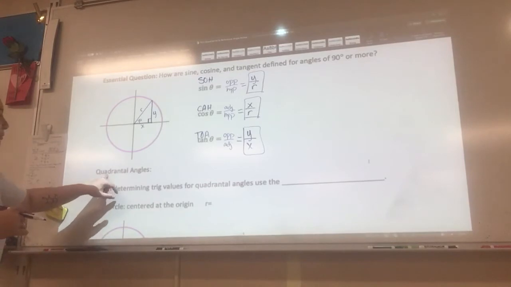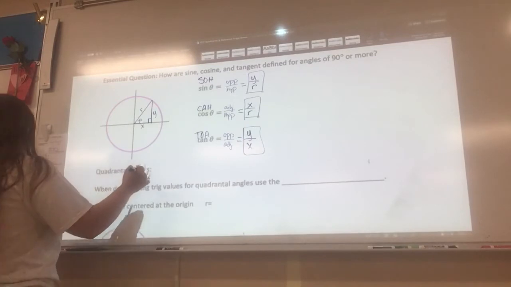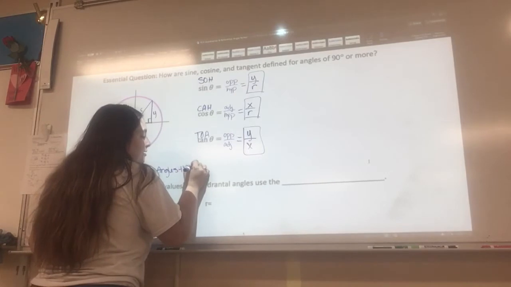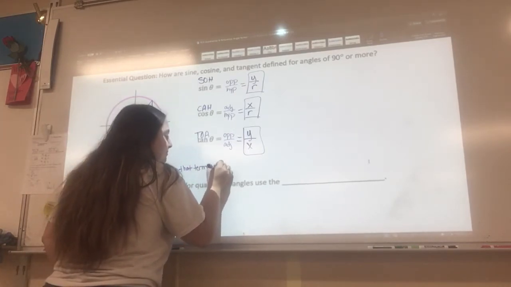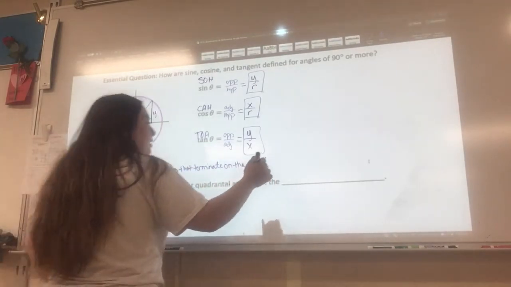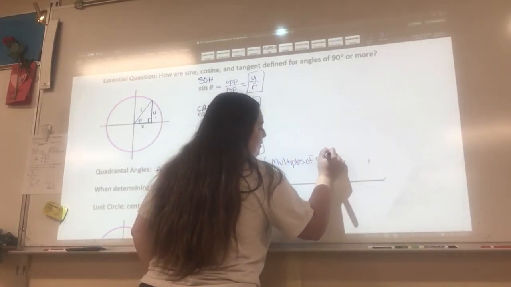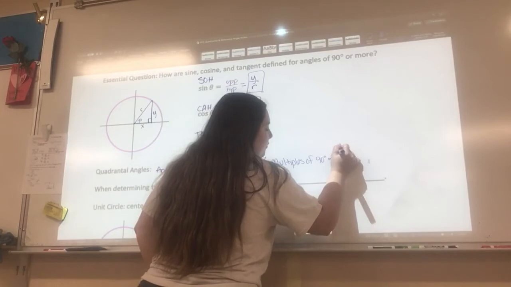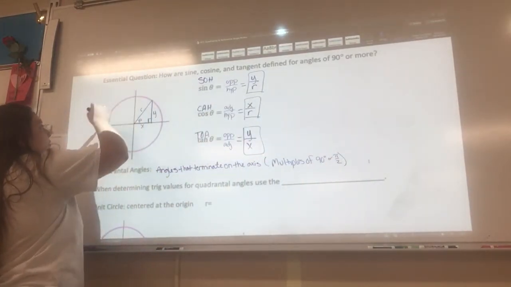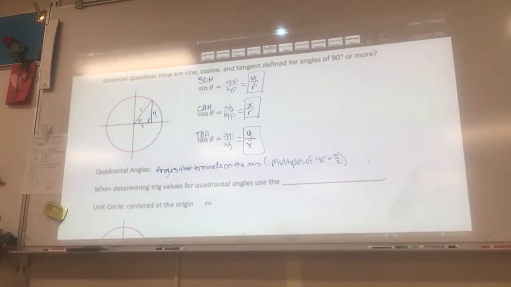And what we first need to talk about are the quadrantal angles. Quadrantal angles are angles that terminate on the axis. In plain English, it really just means the multiples of 90 degrees, or pi over 2. Okay, so multiples of 90 or pi over 2. And that just means the points where our axes are actually touching. We'll talk more about that in just a second.